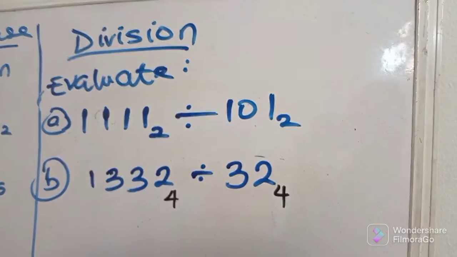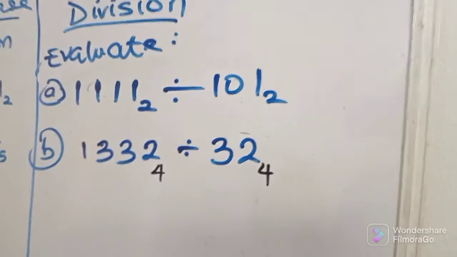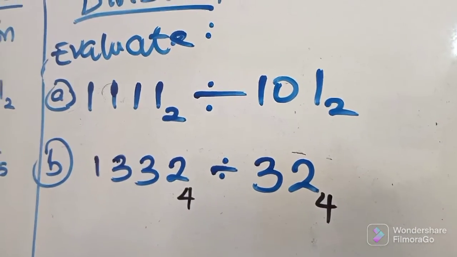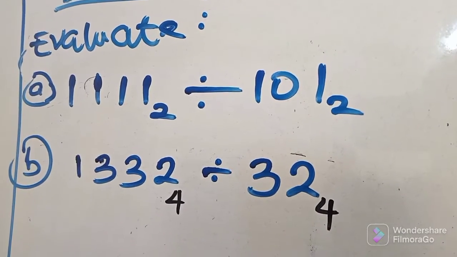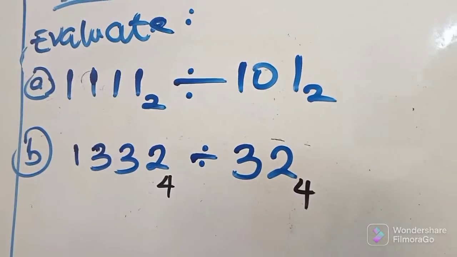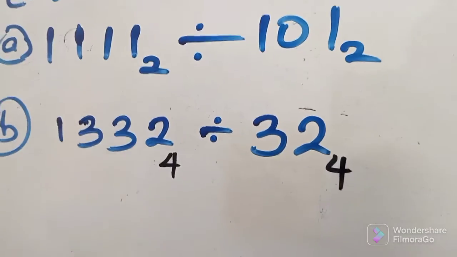The next aspect we want to look at is division of number bases. If you can see the question on the board, the questions we should evaluate are 1111 base 2 divided by 101 base 2. That's the first one. And you can see the second one also there. So the easiest way is to convert.